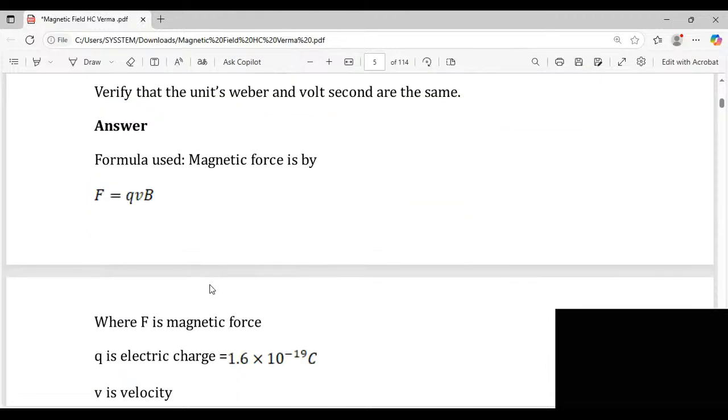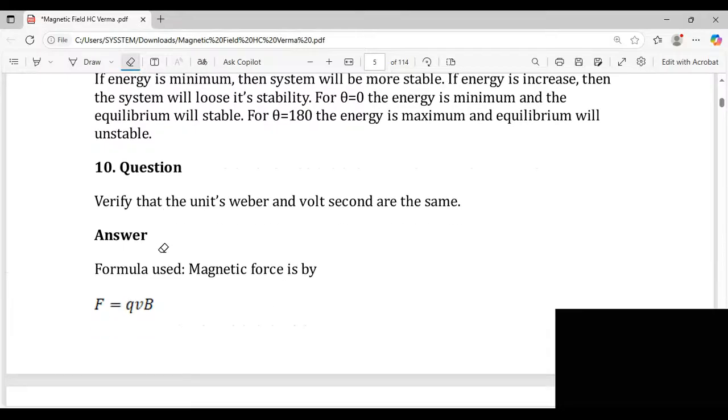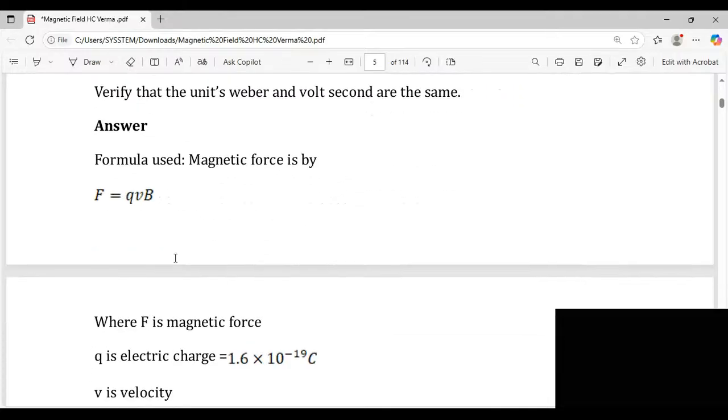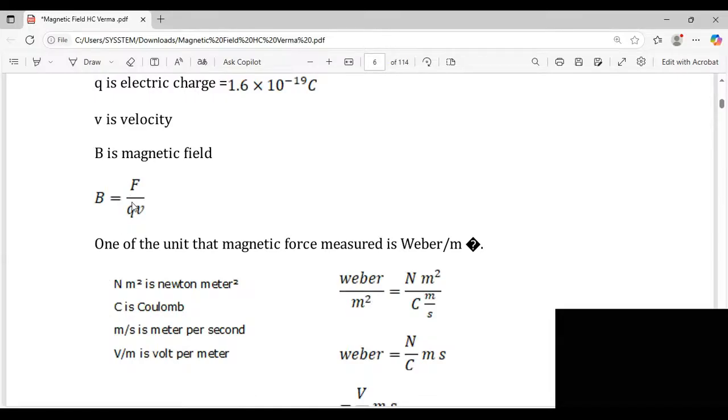Let's see question number 10. Verify that the units Weber and volt second are the same. So let's see, the formula used is magnetic force F = Q V B, where F is the magnetic force, Q is electric charge, and the value of Q is 1.6 into 10 to the power minus 19 coulomb. V is velocity, B is magnetic field, therefore magnetic field B equals F by Q V.